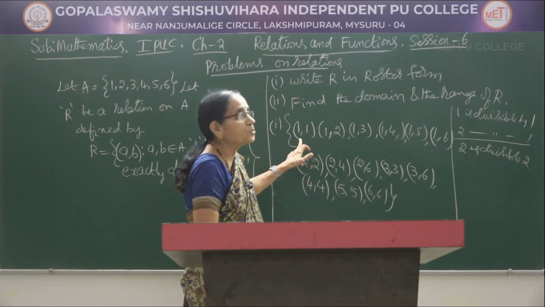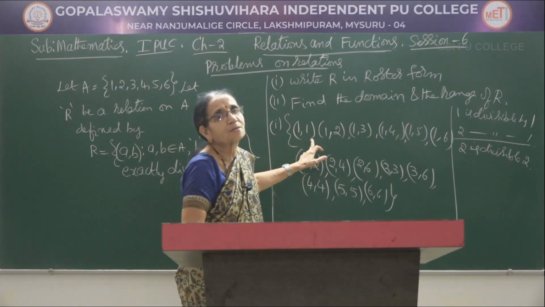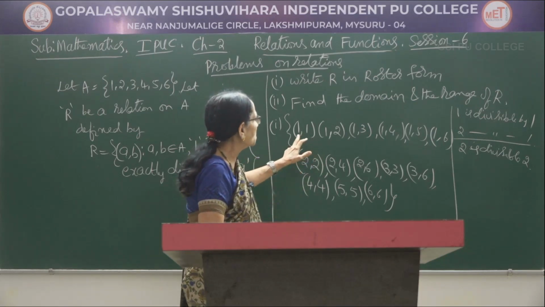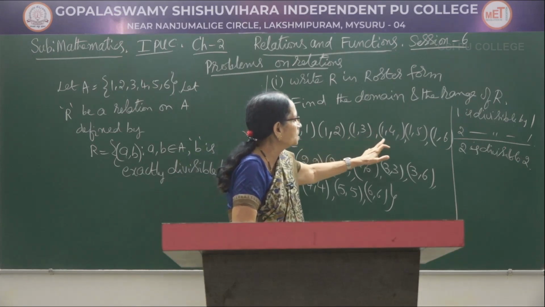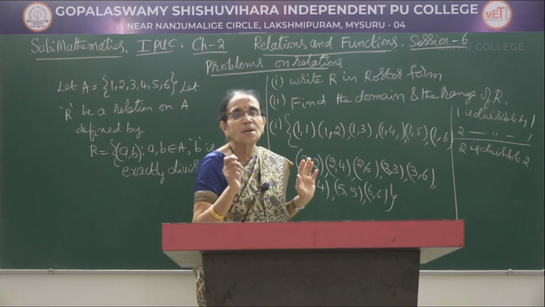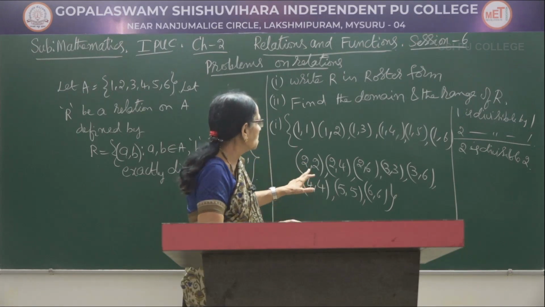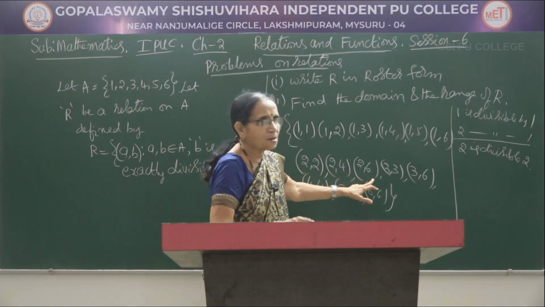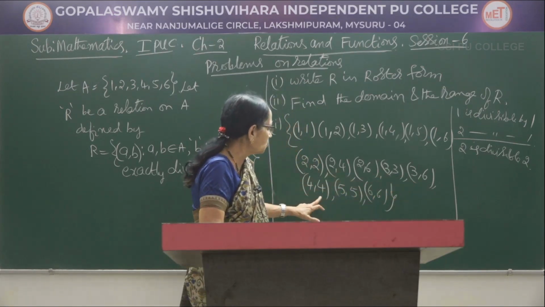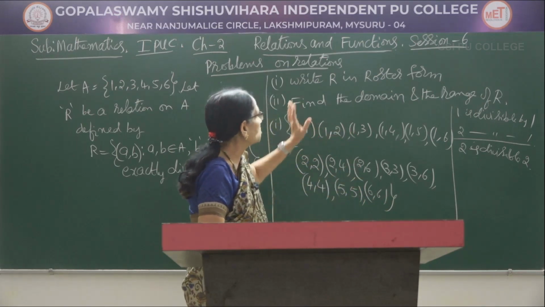The second number should be divisible by the first number, or if you say in other way, first number should divide the second number. Both mean the same thing, the way we say is different. So 1 divides 1, 1 divides 2, 1 divides 3, 1 divides 4, 1 divides 5, 1 divides 6. So the question can also be asked like this. B is divisible by A can also be given as A divides B. Okay, next 2 divides 2, 2 divides 4, 2 divides 6. Next 3 divides 3, 3 divides 6. Next 4 divides 4, 5 divides 5, 6 divides 6. Now we have answered the first question.